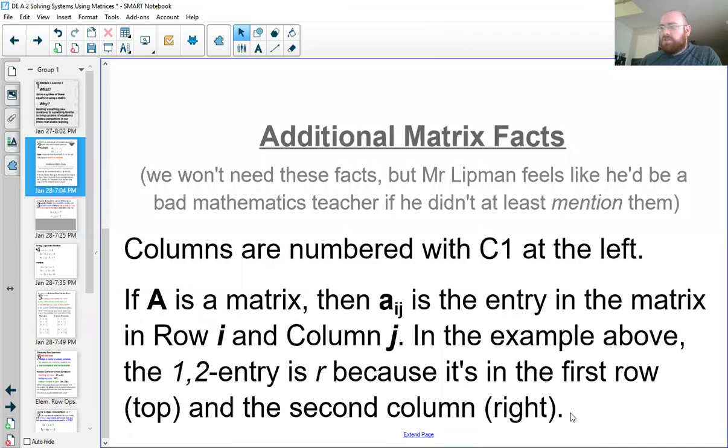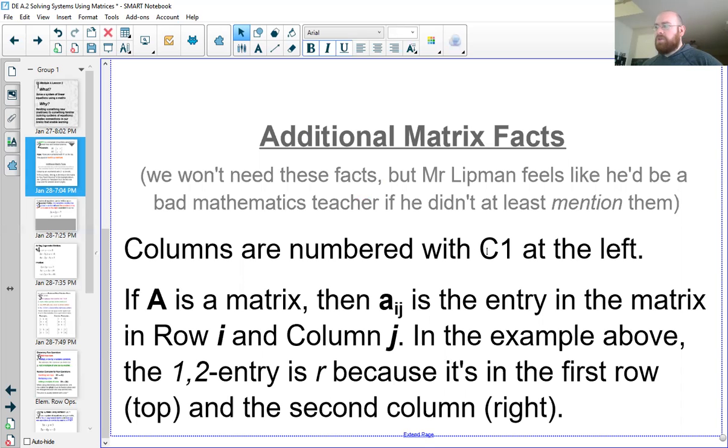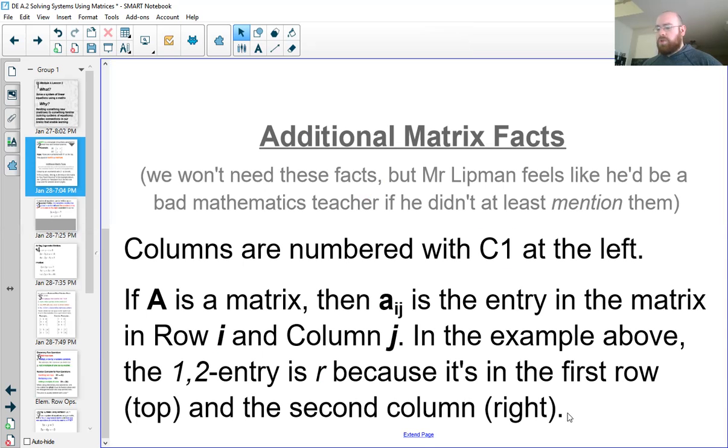There are some additional facts that, as a person passionate about math, I feel are worth mentioning. We won't specifically need to use these facts, at least in these words, in this course, but I would feel insufficient if I didn't mention them. We also number columns, C1, C2, C3, and so on. We don't really do much with column operations at this level of math, but in higher level college math courses, you might use columns instead of rows for certain things.